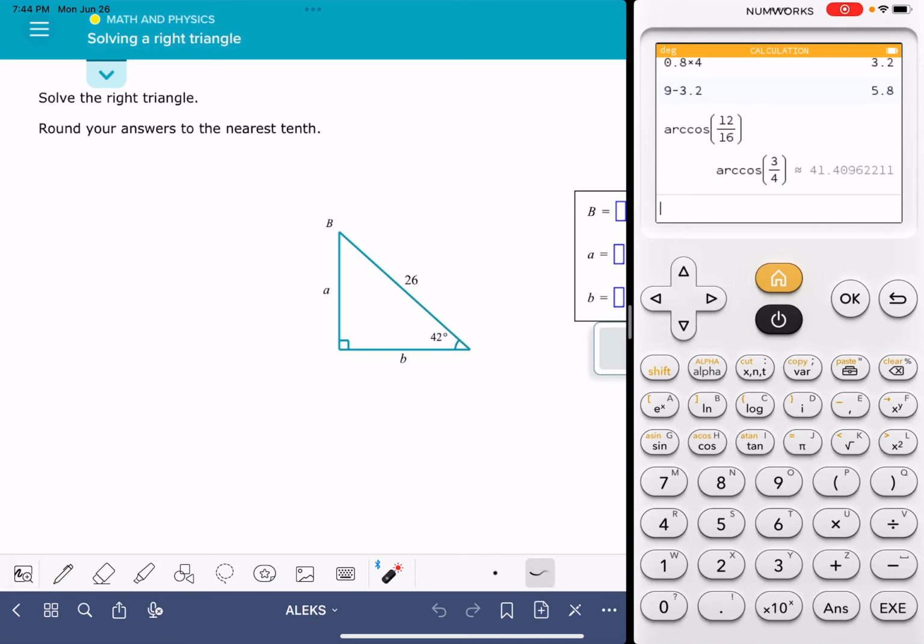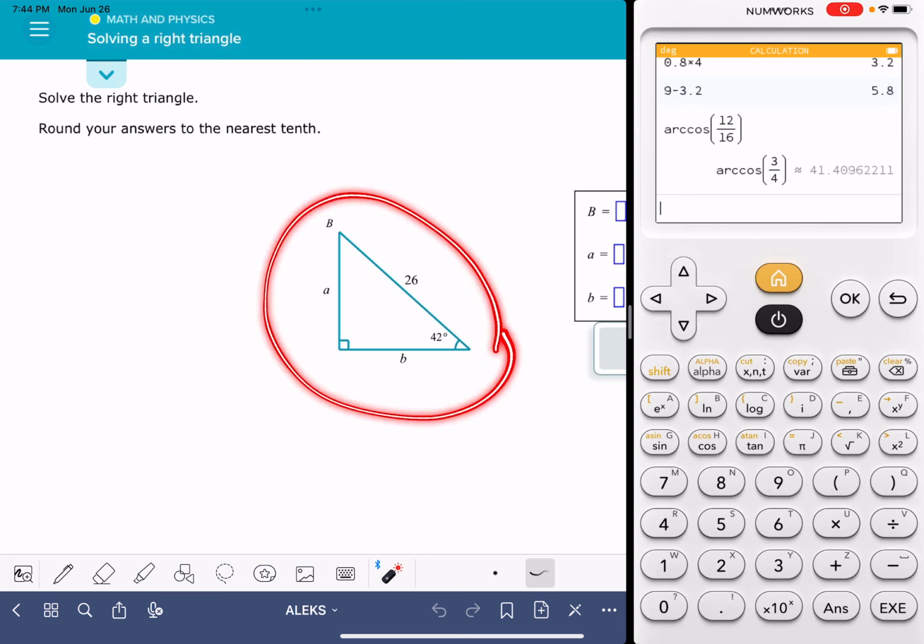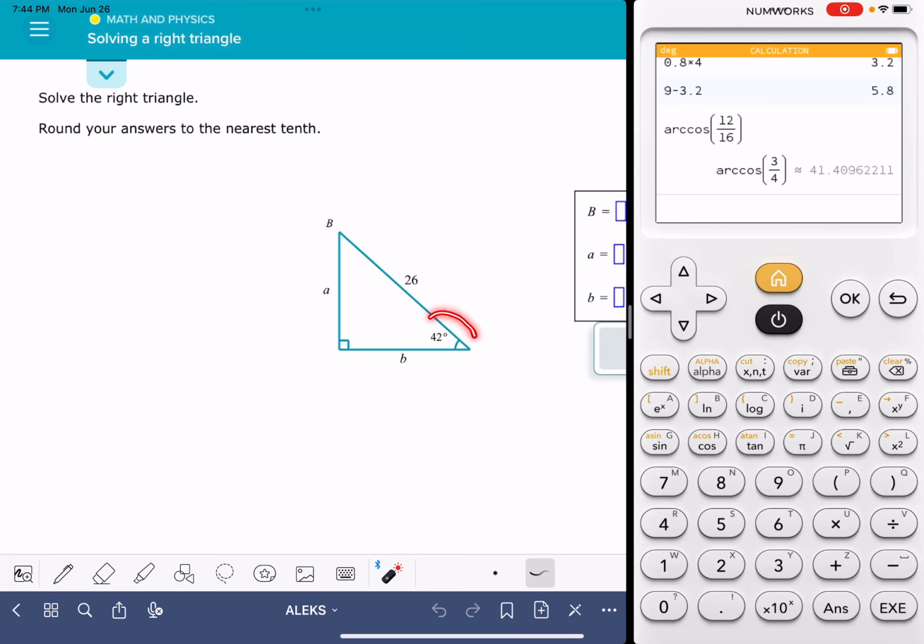In this video, I'm going to solve the ALEKS problem called Solving a Right Triangle. This problem is going to give us a triangle. We're going to know one side length and two of the angles. That's a 90-degree angle. That square there tells us it's a 90-degree angle. We have to figure out the value of the other two side lengths and the other angle.